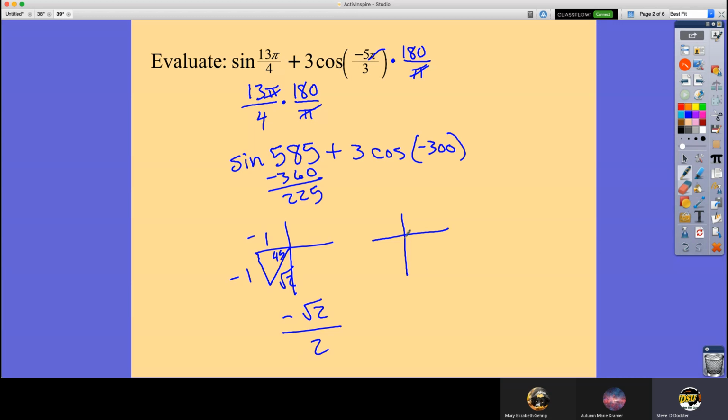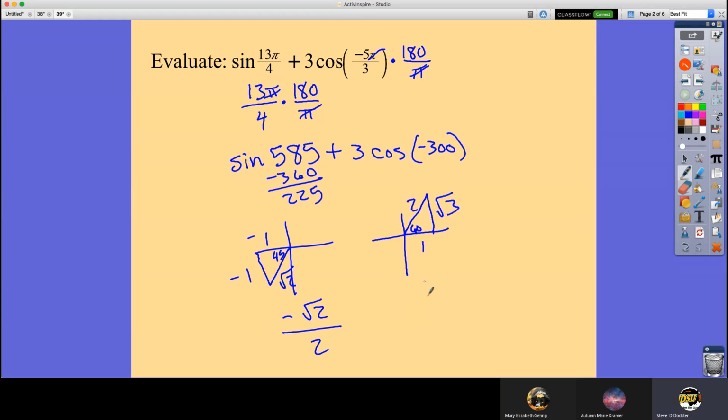Yeah, it comes up to quadrant 1 here. All right, so we start at 0, we go down, negative 90, negative 180, negative 270, negative 360, so it's got to be within those two. This would be 60 degrees, so we've got square root of 3, 1, and 2.